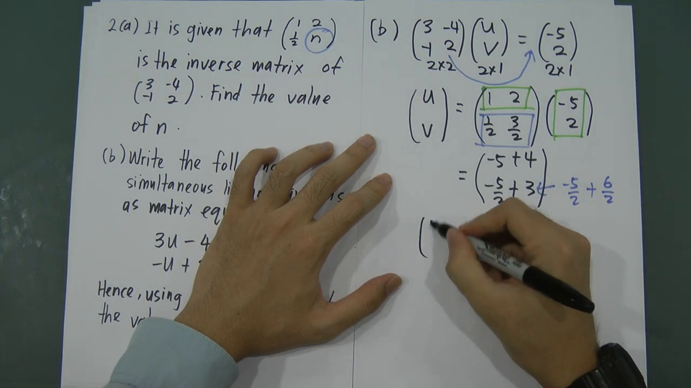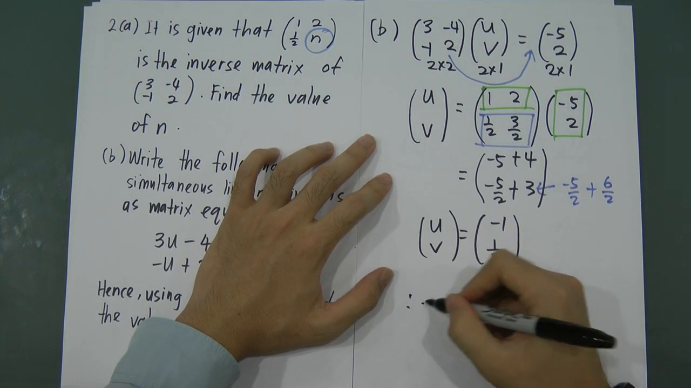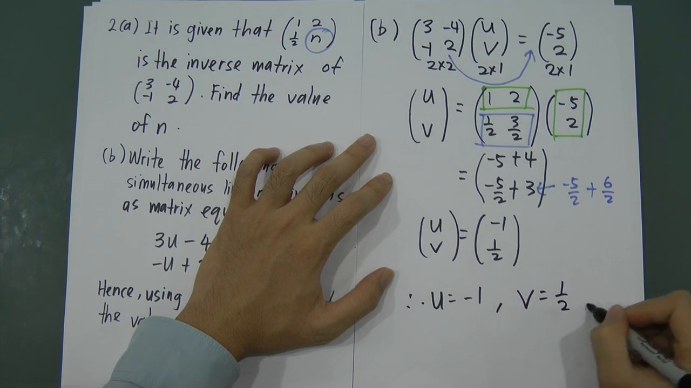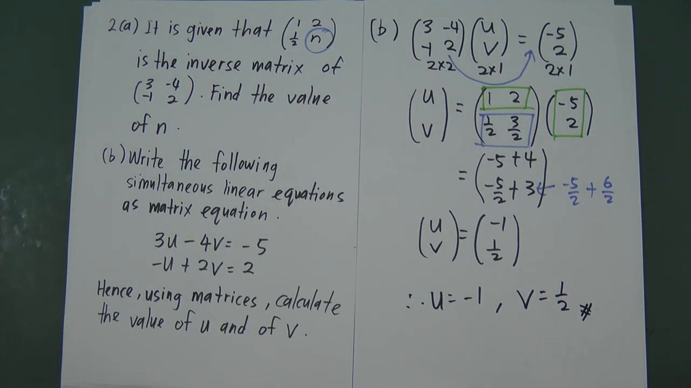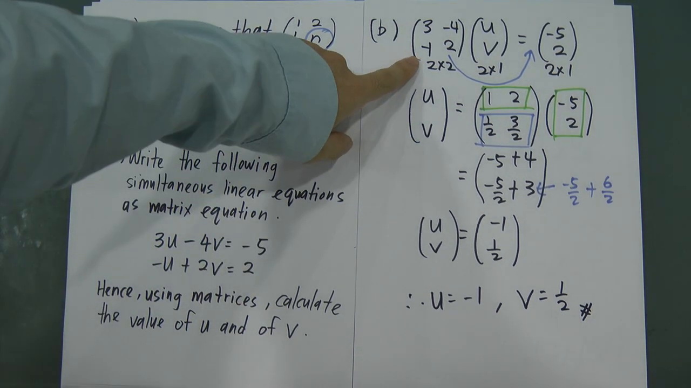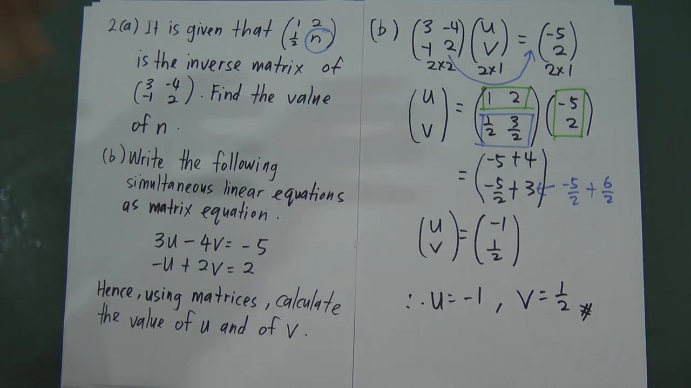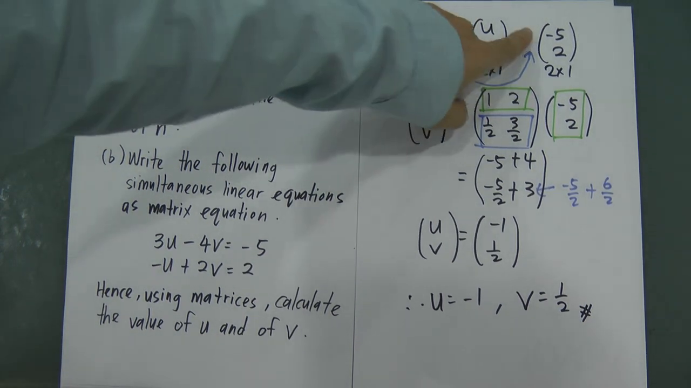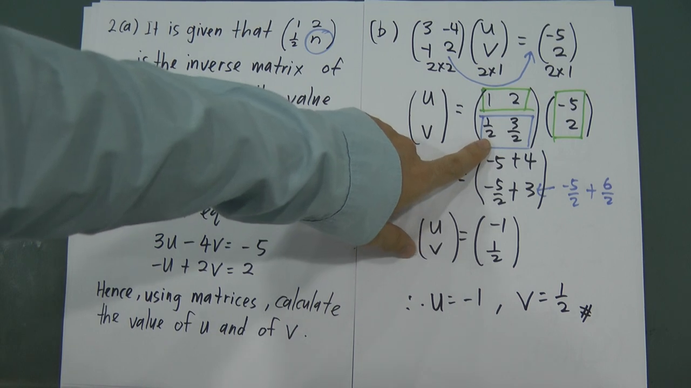So this is UV. Therefore, U equals negative 1 and V equals 1 over 2. Then I solve this one. Not really hard, but you just need to know how to write this in the matrix form. And you also need to understand that whenever you move this matrix to the other side, you will get the inverse.